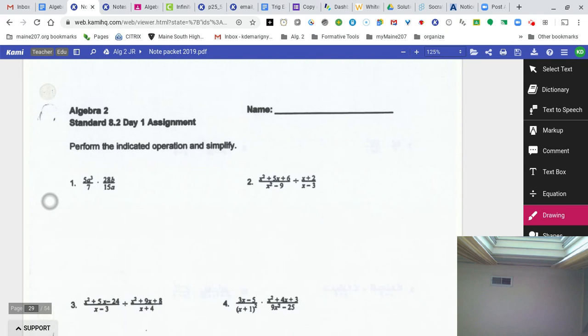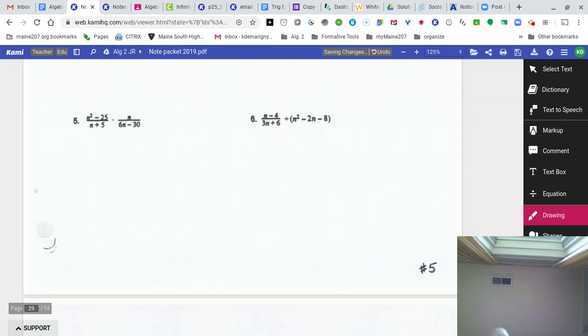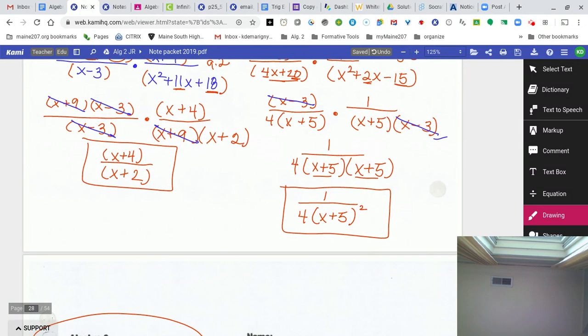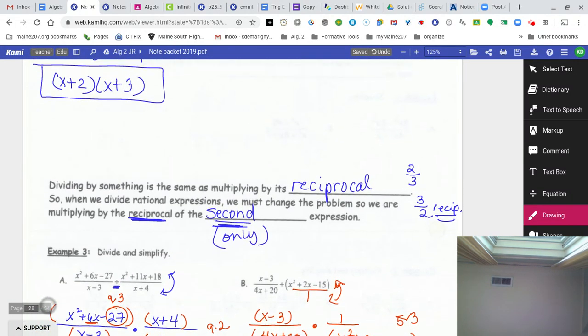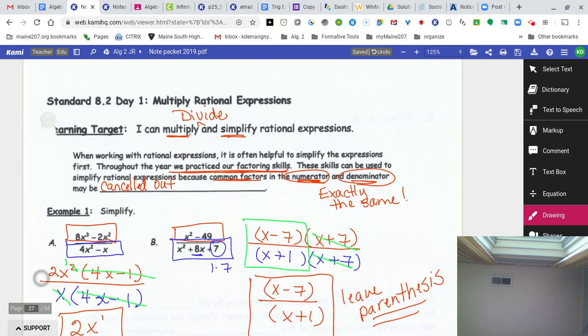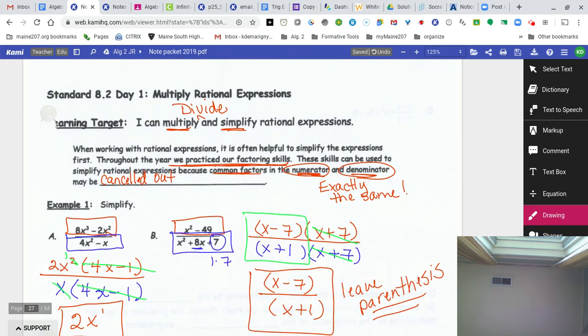So this is your assignment for today. So please, please, please, please do worksheet number 5. If you can't simplify these, you're going to have trouble with the last 2 lessons that I have to teach for you.